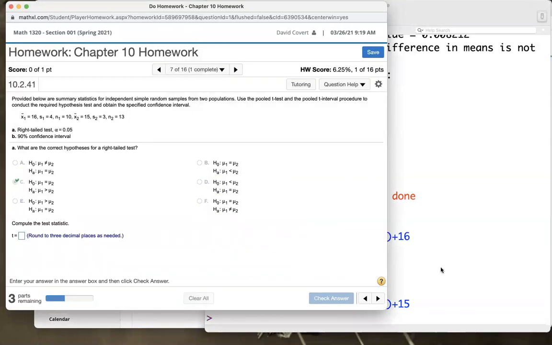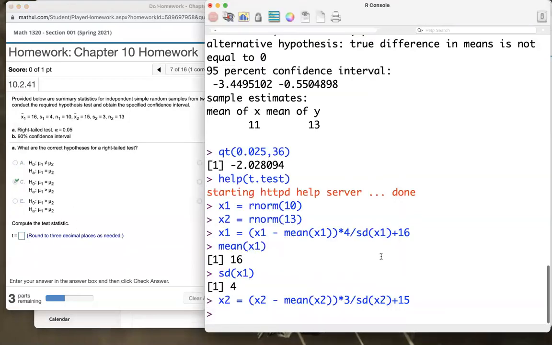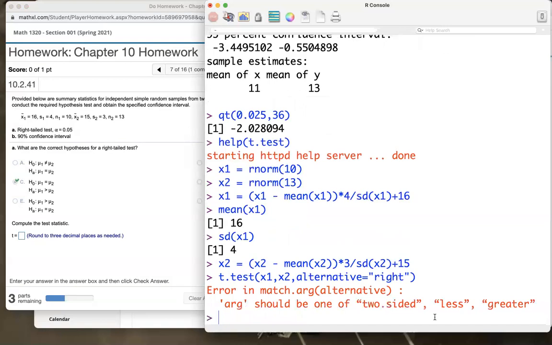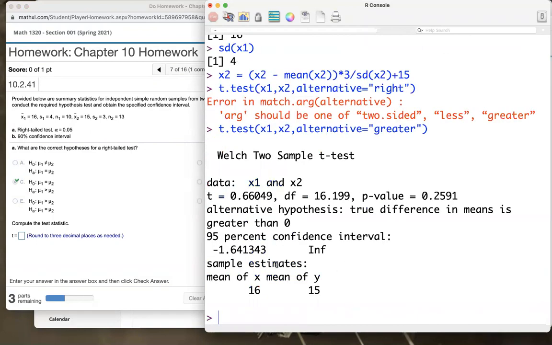To compute the test statistic, we do the t.test with x1 and x2. Notice that I'm using the same names, but I've redefined them. The test statistic is going to be what it is, but just because we may need it, I'm going to set the alternative as greater. That's what we do for a right-tailed test. Everything else is the same, so alpha is still 0.05, and everything's fine.